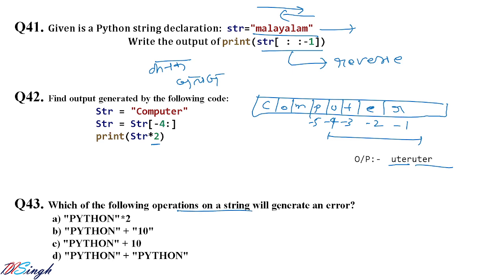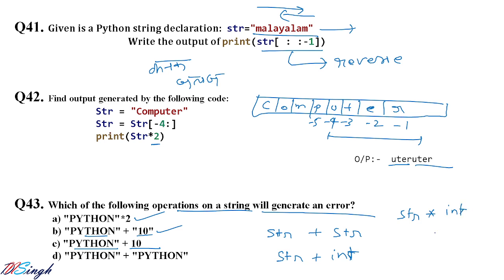Which one of the following operations on a string will generate an error? Here concatenation of 2 strings is allowed, but here it is not allowed. In concatenation, both operands must be of string type. A string can be concatenated with a string only. A string cannot be concatenated with integers. But star means the string is replicated integer times. So you cannot have string star string. So this is wrong, and this one is also wrong. So which particular thing is not going to work? This is not going to work.